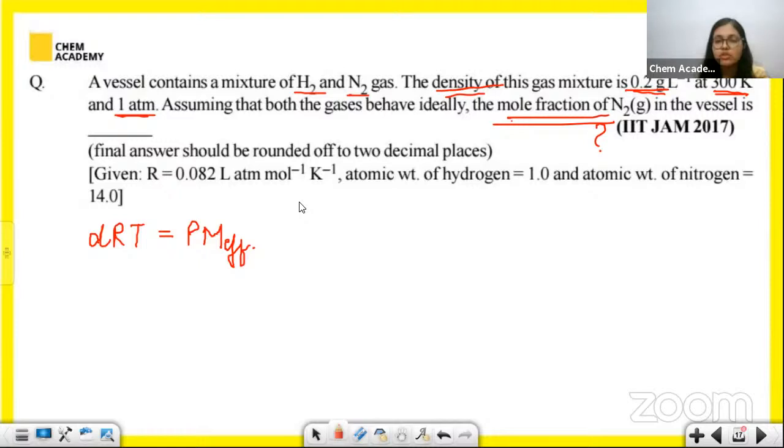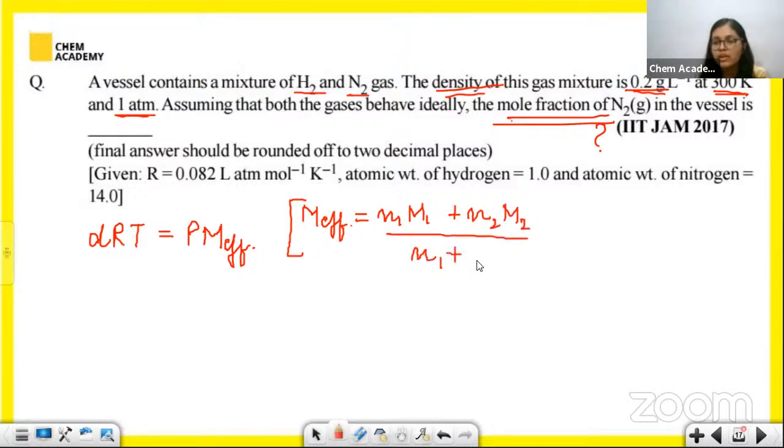So what is the formula for effective molar mass? Suppose we have two gases here. The formula for effective molar mass is going to be N1M1 plus N2M2 upon N1 plus N2. Here N1 is the number of moles of gas 1, M1 is the molar mass of gas 1, plus number of moles of gas 2, molar mass of gas 2, divided by the total number of moles. This is the formula for effective molar mass.